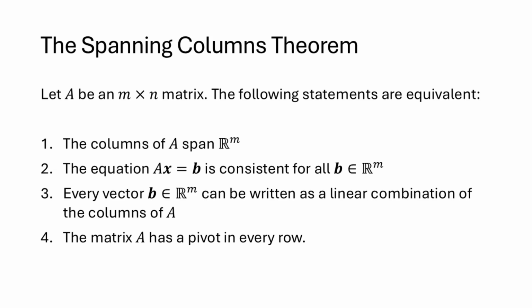We've talked about that equivalence already. Number 3 says every vector b can be written as a linear combination of the columns of A. That's just rephrasing statement number 2. And then statement number 4 says that the matrix A has a pivot in every row. And that's the equivalence that we recognized from what we did in example 4. So hopefully you can see from our discussion in this lecture why all 4 of these statements are equivalent. Why, if any one of these statements is true, they must all be true, or if any one of these statements is false, then they must all be false.